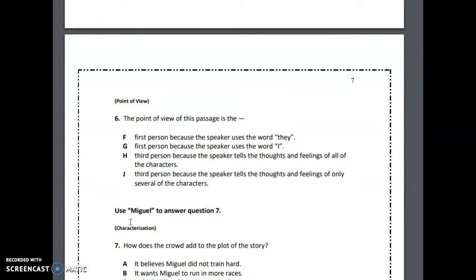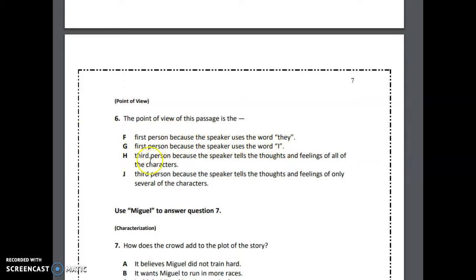Number six, the point of view in this passage is, remember, either first person point of view, I come first, or third person, he, she, them, they. F, first person, because the speaker uses the word they. We know that first person does not have the pronoun they. That would be third person, so F can't be our answer. G, first person, because the speaker uses the word I. Maybe.